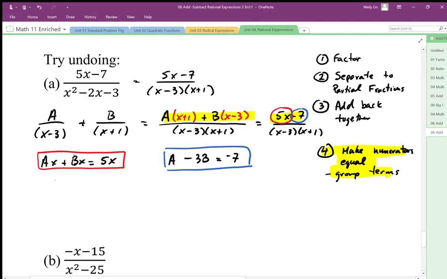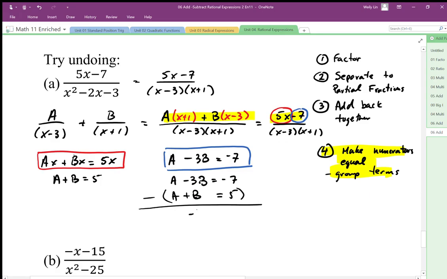So I can say that a plus b is equal to 5. And I can say that a minus 3b is equal to negative 7. I can solve this using any method. I'm going to use addition subtraction. So I'm going to go a plus b equals 5, and I'm going to subtract these two equations from each other. So I end up with negative 4b is equal to negative 12. That means b is equal to 3, and then a is equal to 2.